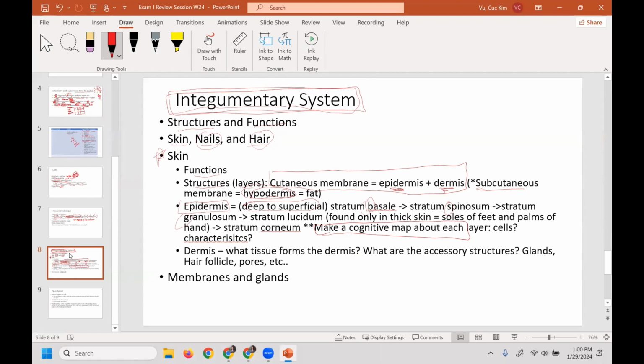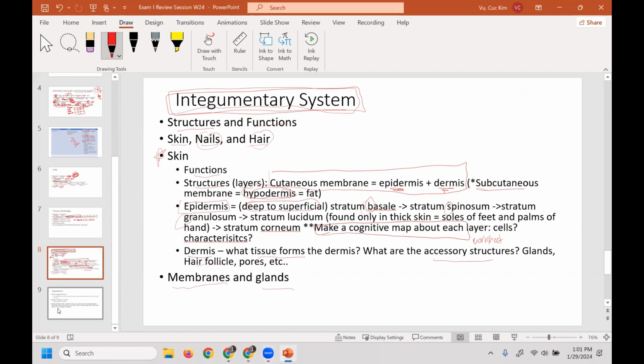This one would be a nice cognitive map, like you did on the worksheet. Some of you chose to do this worksheet, and that's a good one to go to. Know the dermis, what tissues form the dermis, what the accessory structures and glands are, and so on. And then don't forget the last one, which is membranes and glands. I love cognitive maps because they take time to do, but when you're taking the test, it's going to be so easy to remember everything because you can just visualize what was in what box.